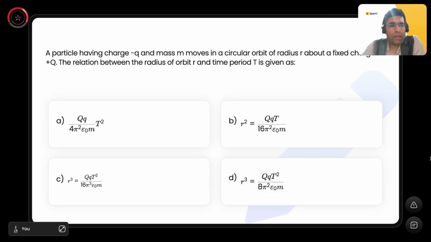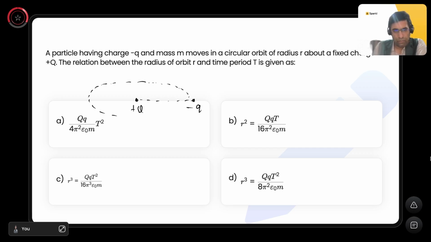A particle having a charge minus q and a mass m moves in a circular orbit of radius r about a fixed charge plus q. The relation between the radius of the orbit and the time period is given by... It's a very important question. So we have a fixed charge plus q and a negative charge minus q revolving around it in some circle of radius r.